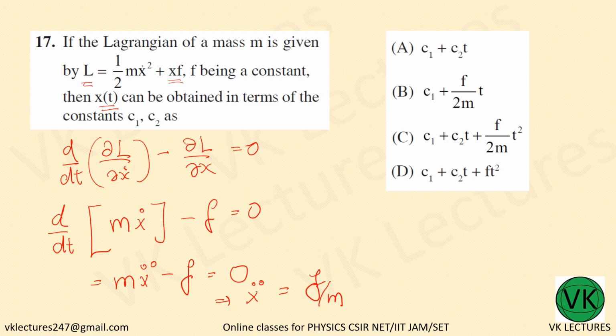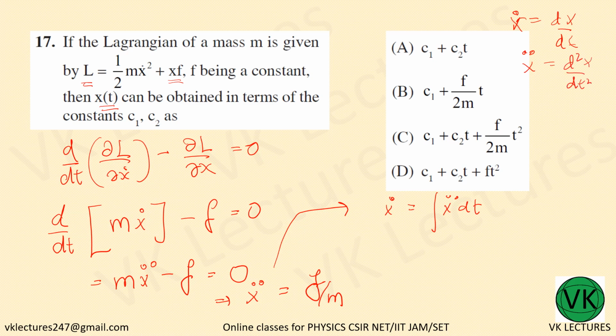Now x dot, so what is x dot? x dot equals the integral of x double dot with respect to time. x dot is nothing but dx by dt, and x double dot is d square x divided by dt square. So x double dot into dt integrated gives f by m into t plus some constant c1, right? Some constant c1.